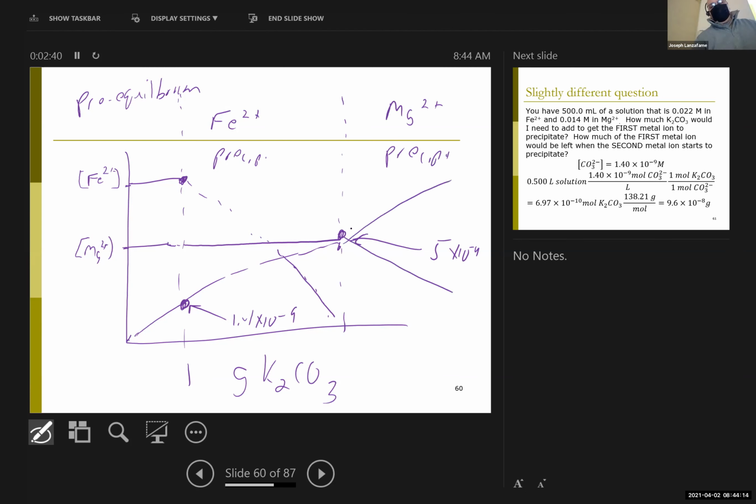Now I have too many lines. I should have changed colors, but technically, this is still precipitating.